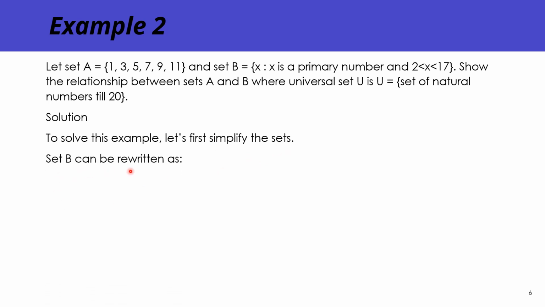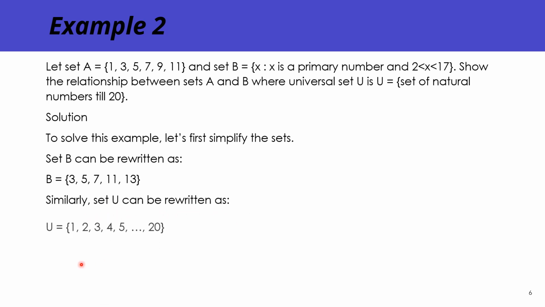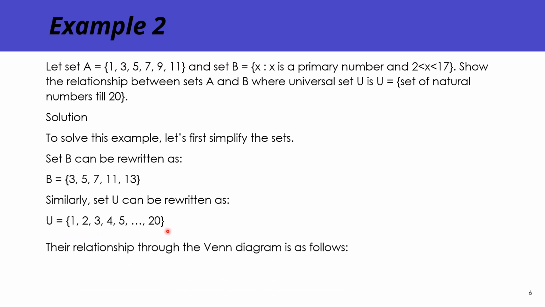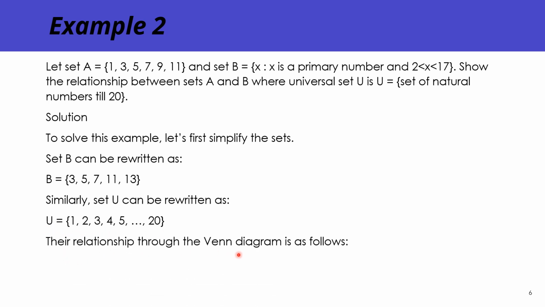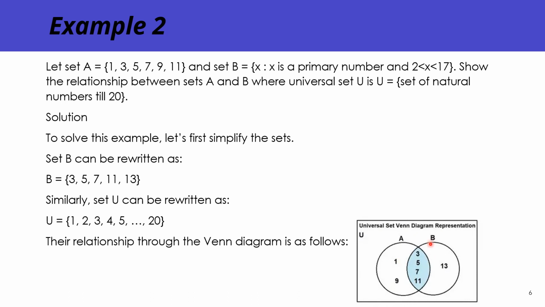So set B is 3, 5, 7, 9, or the odd numbers less than 15. And similarly, set U, the universal set, can be written with elements 1 to 20. The relationships through the Venn diagram are as follows.